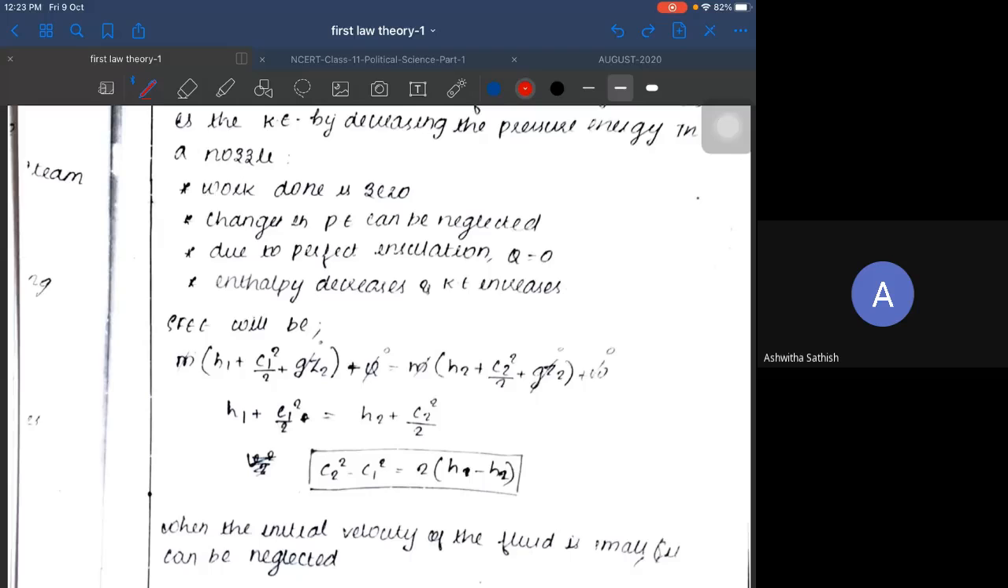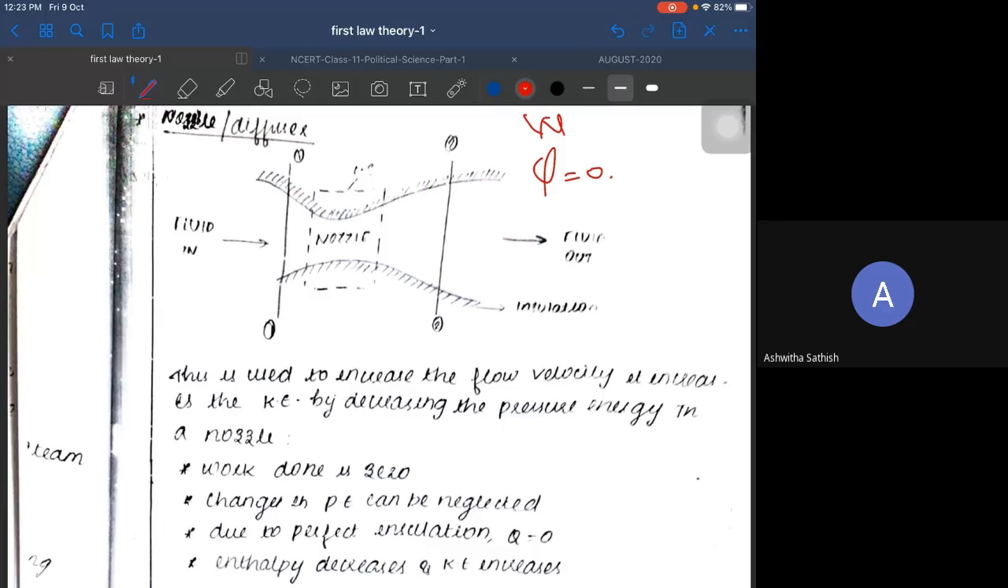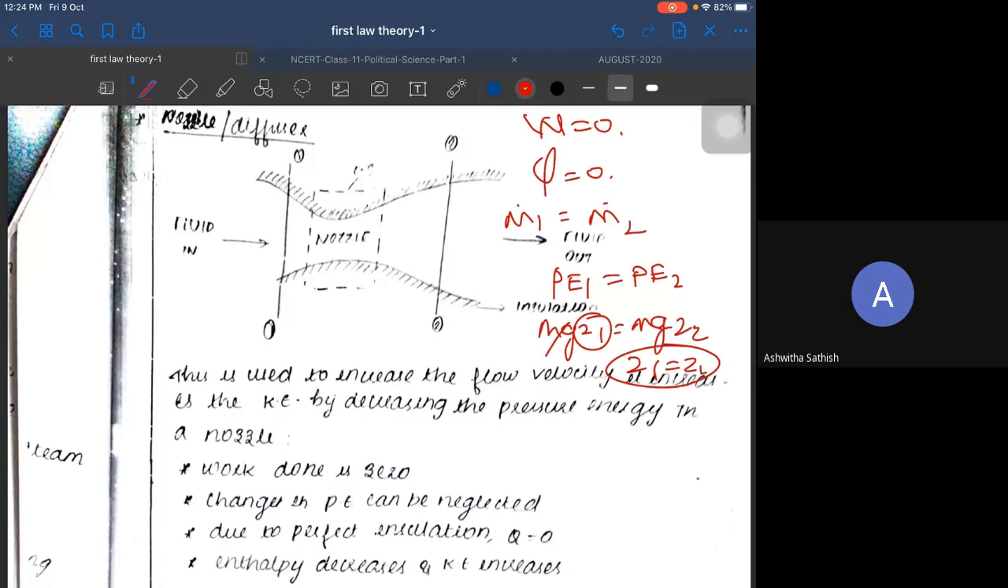So just remember what you have to remember in case of a nozzle. In the nozzle, the Q value is 0. The work done value is 0. Your mass flow rate at the inlet would be equal to the mass flow rate at the outlet, and the potential energy at the inlet is equal to the potential energy at the outlet. That's why mgz1 would be equal to mgz2, so your z1 would be equal to z2. By this you can cancel the terms and neglect the potential energy. These are the few concepts that you have to remember to solve the problems of the nozzle. If you remember what I have written here, it's more than enough.